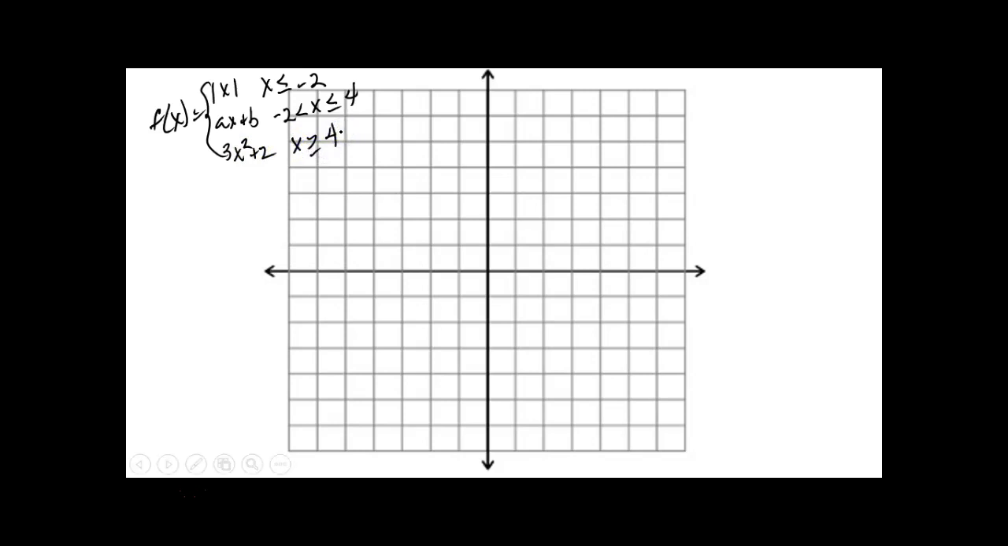So, absolute value of x for all x less than or equal to -2. At x equal -2, this will be +2 because it's absolute value. And -3 will be there. And so here is the first part of that graph, down to here. Okay? The last part of the graph, from x equal 4 on up.